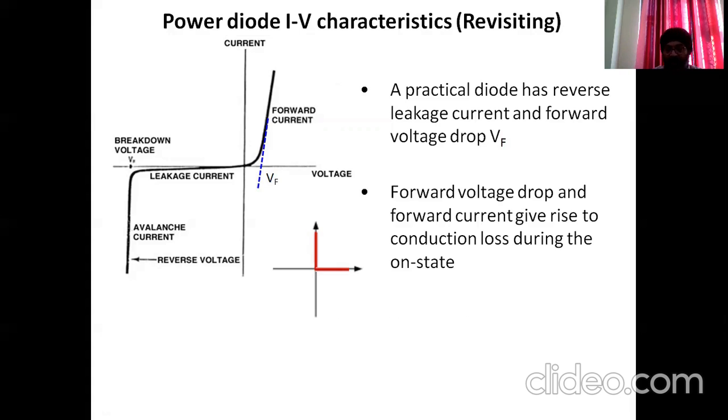So it means there is power loss. In this case, it is conduction loss, because when the diode is in the on condition, it is conducting. During this conduction state, how much power is lost? That is called conduction loss. We'll talk about these losses later on in this part of the lecture. Okay, so this is the characteristics of an ideal diode. This is the characteristics of a practical diode.